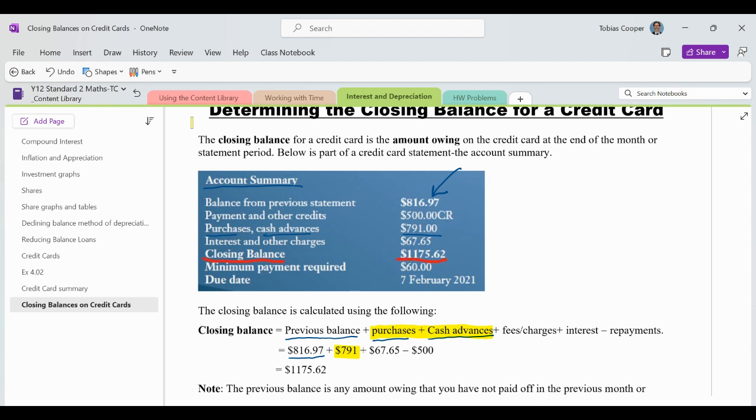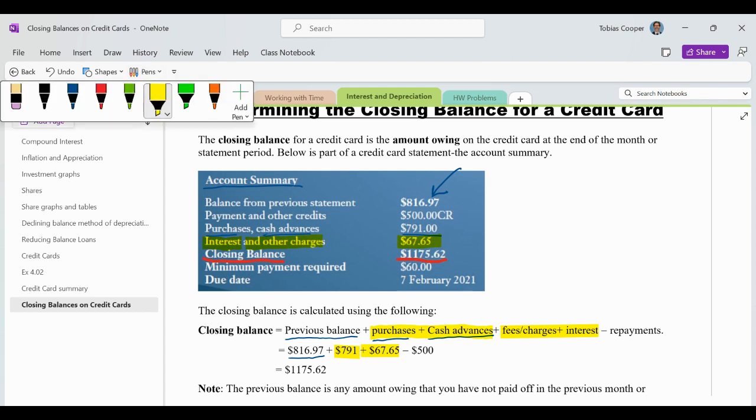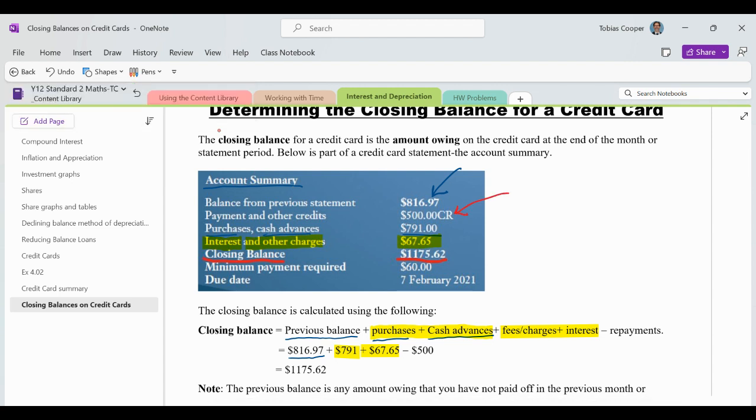Fees and charges have been included with the interest. So here's the interest and other charges. So fees and charges plus interest have been included together as $67.65, as you can see here, and then subtract the repayment. Now the repayment is $500, and you can tell that by the two letters CR, credit. Credit means you've put money onto the card to pay some of the debt off, but also you can see from the title, payment, that's something you've repaid. So you subtract that $500.